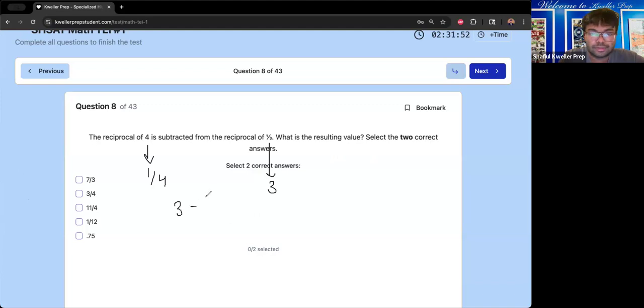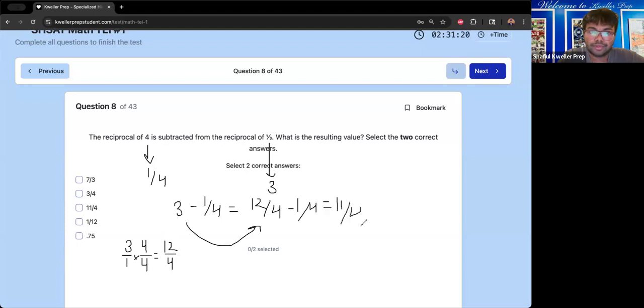3 minus 1/4. Here we want to have them have the same denominator. So it should be 12 over 4. 3 is equal to 12 over 4. Does that make sense for everyone? 3 itself is 3 over 1. If we want it to have a denominator of 4, we just do this. Like 11 over 4.